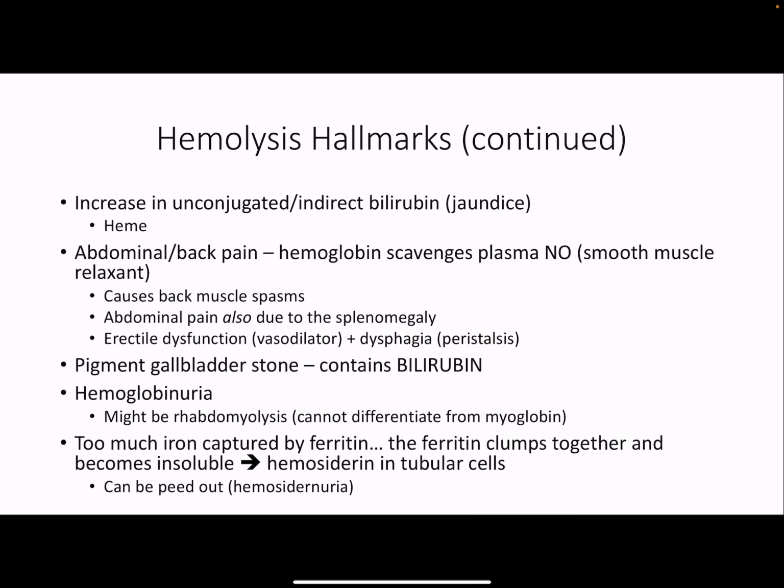All right, so we're spilling our guts. We got lots of heme going everywhere. It means we've got lots of bilirubin, specifically indirect, unconjugated. This could cause jaundice. Now, abdominal pain and back pain, the hemoglobin will bind onto and consume nitric oxide.